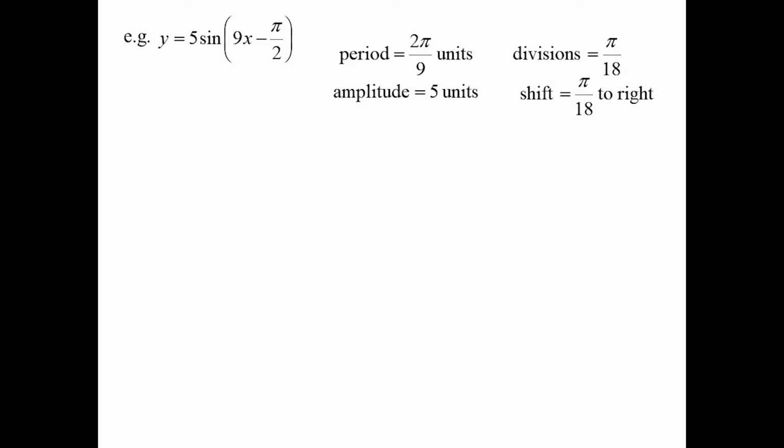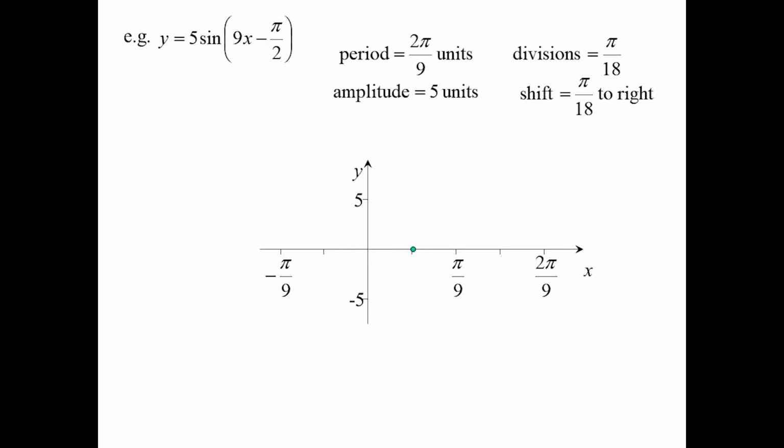All right, so let's draw it in. Axes, amplitude. Now, mark off my divisions, every pi on 18, but I'm being a little bit lazy there and only labelling every second one. So that's pi on 9. Now, normally I would start at the origin, and I'd say, okay, origin for the sine curve, but this one's shifted pi on 18 to the right. So my first point I'm going to mark in is at pi on 18.